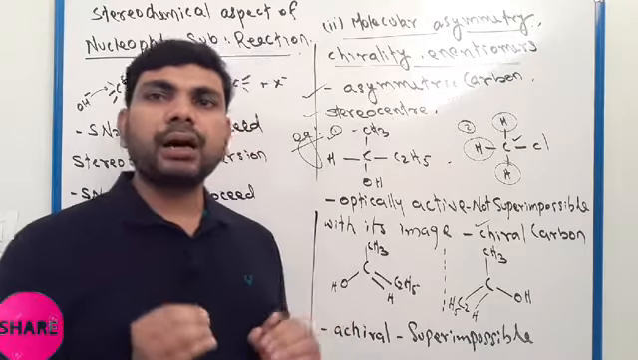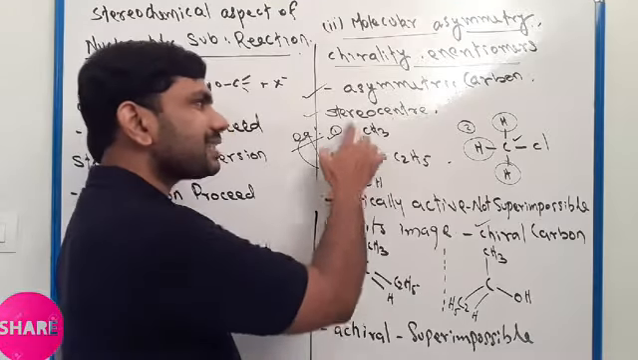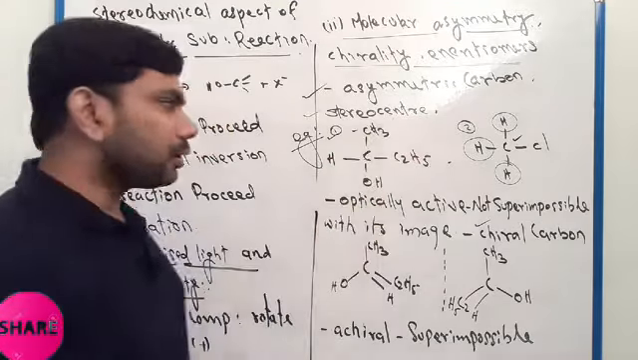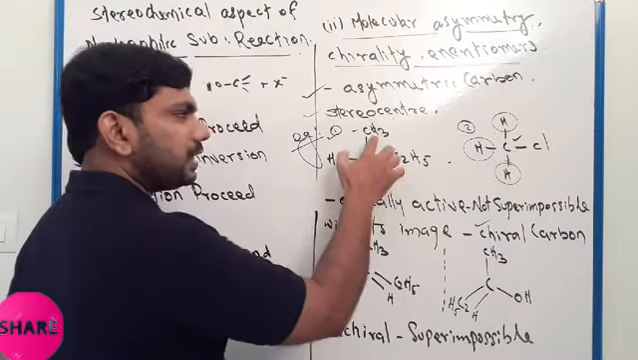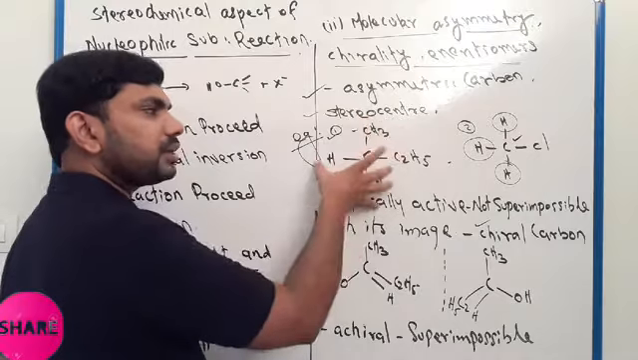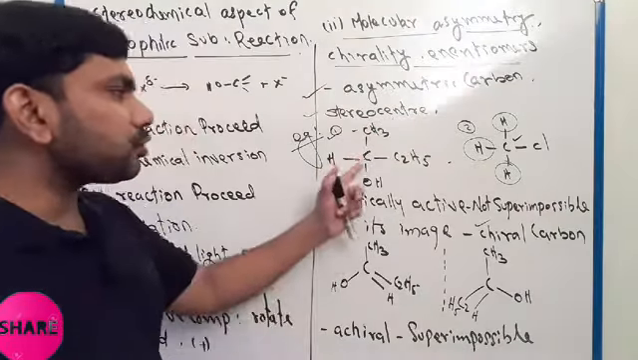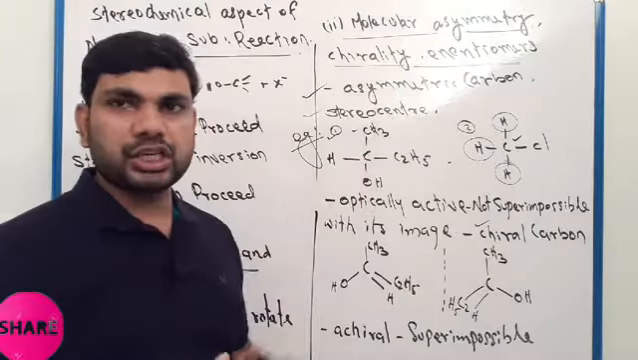Such type of carbon is called asymmetric carbon. Such type of center is called stereo center. Look here, this is carbon, here CH3, here C2H5, OH and hydrogen. Four different groups, carbon with four different groups. This is asymmetric carbon, this is stereo center.